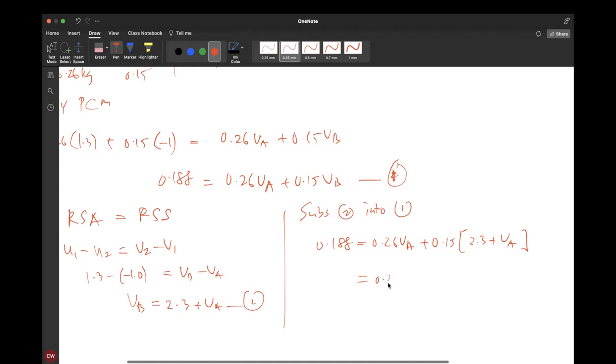So we have 0.26 VA plus 0.15 times 2.3, 0.145, 0.15 VA. So this is 0.41 VA. This one can bring to one side: 0.188 minus 0.341.